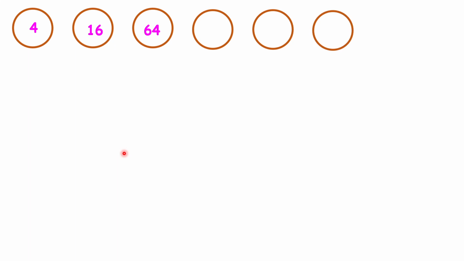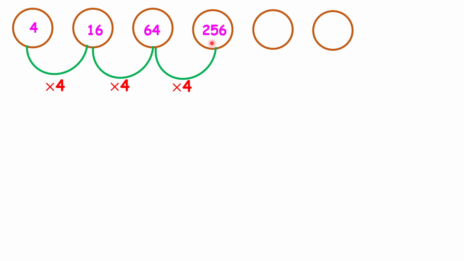Observe which pattern occurs in this sequence. If we multiply the first number by 4, then we get 4 4s are 16, the second term. For the second term, we multiply by 4, we get the third term, 64. Again, if we multiply the third term by 4, we will get the fourth term, that is 256. Again, we multiply 256 by 4, we will get the next term, that is 1024.